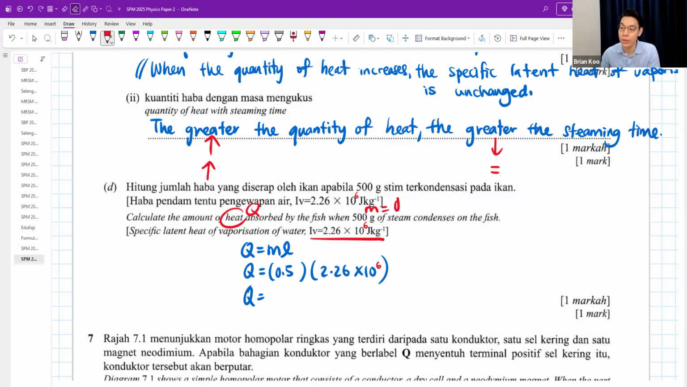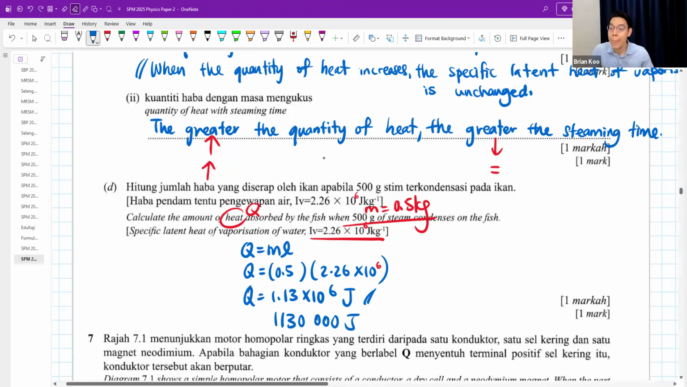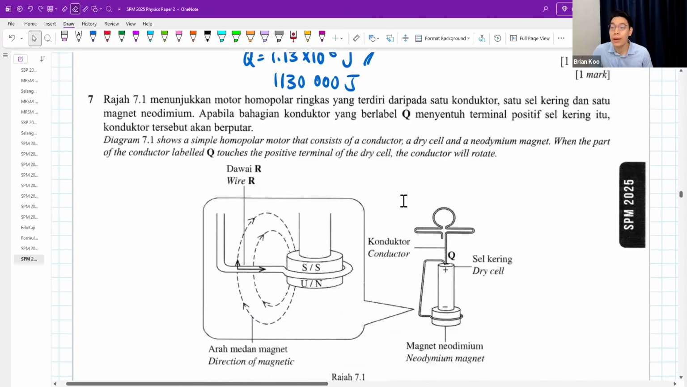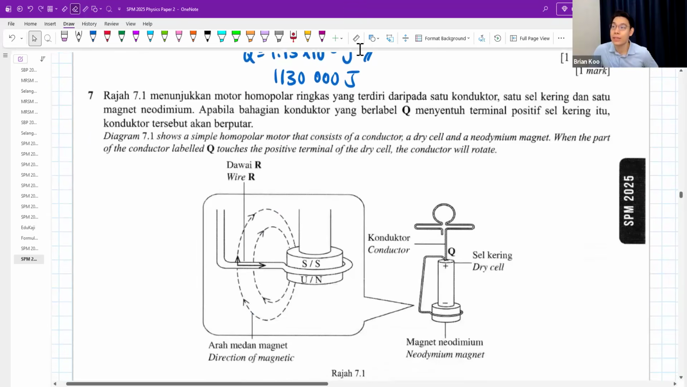Just don't forget to change to kg, you divide by 1,000. I get 1.13 times 10 to the power of 6 joules. Okay. SI unit for heat would be joules. You want to write 113,000 joules, also can. Yeah. Question number 7.